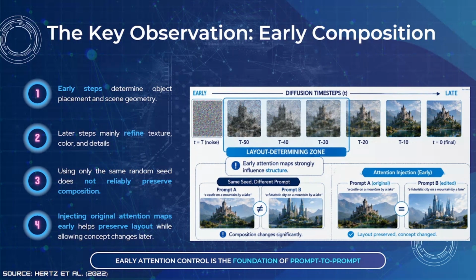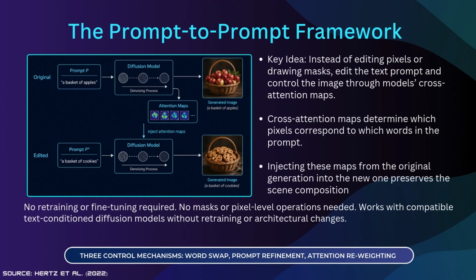At the bottom right, we can see that injecting the original attention maps during the early diffusion step helps preserve the layout while changing the requested concept. Therefore, early attention control is the foundation of prompt-to-prompt. So, moving forward, let me now take you through the prompt-to-prompt framework.